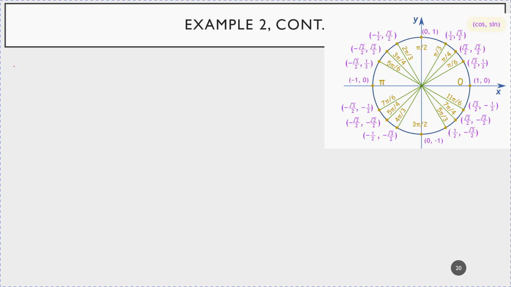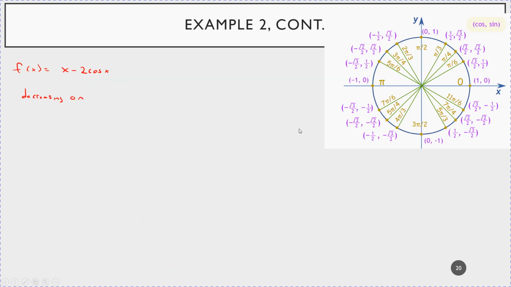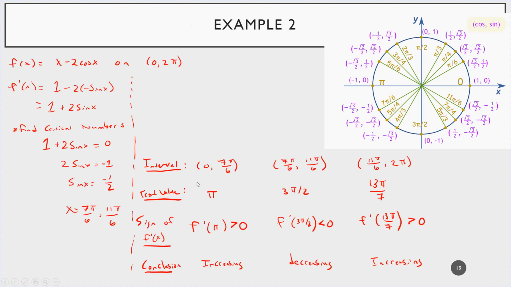Okay, so our original function was x minus 2 cosine of x. So let's see where it was decreasing. Well, it looks like it's decreasing just from 7 pi over 6 to 11 pi over 6. And then it was increasing on, it looks like, 0 to 7 pi over 6 and 11 pi over 6 to 2 pi.